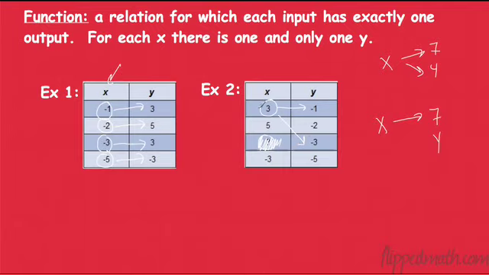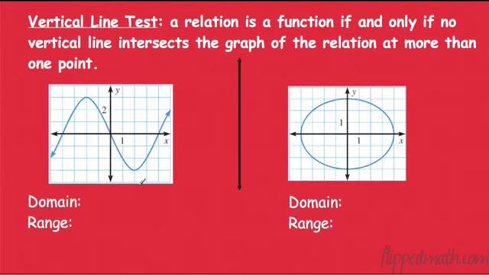Is it possible for a number to function and go to two different outputs? It's not possible. It can only go to one output, and that's the function, all right? So for everything you put in, every x you put in, you can only get one output back. That's a function.